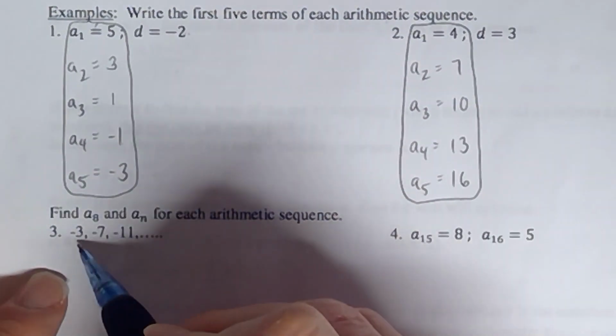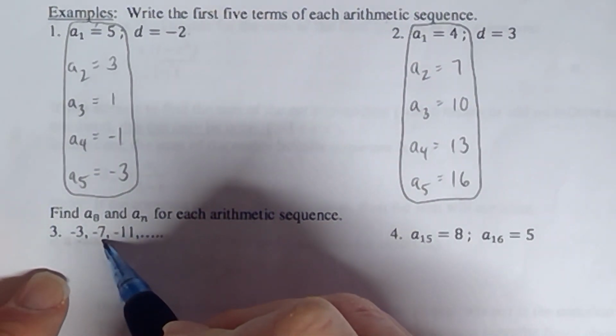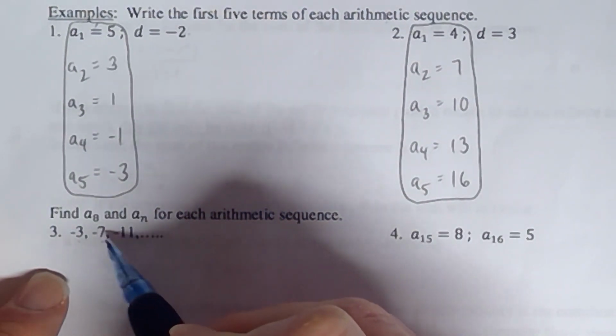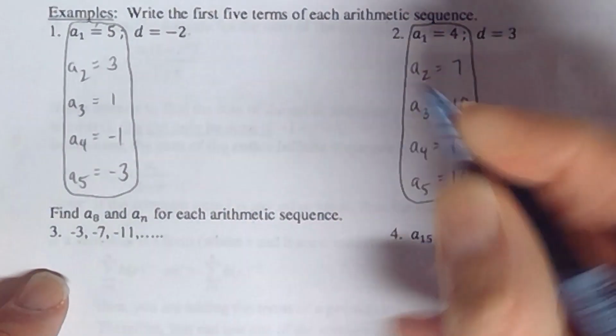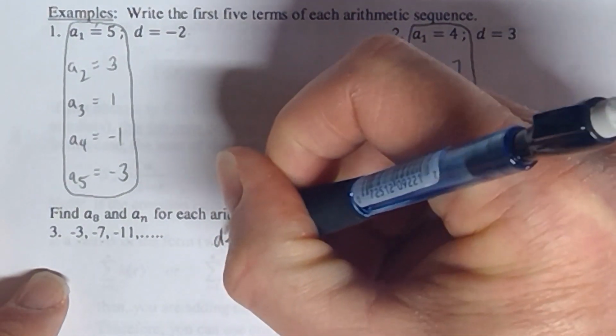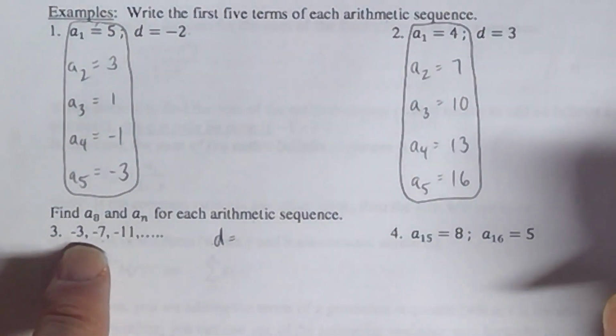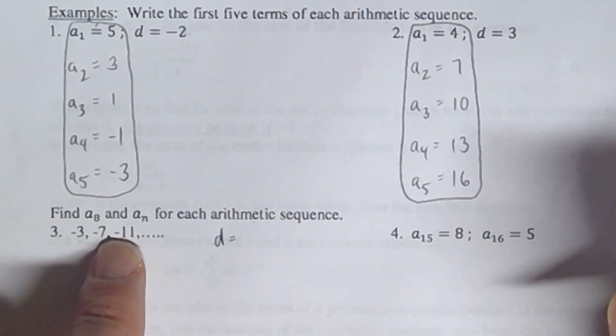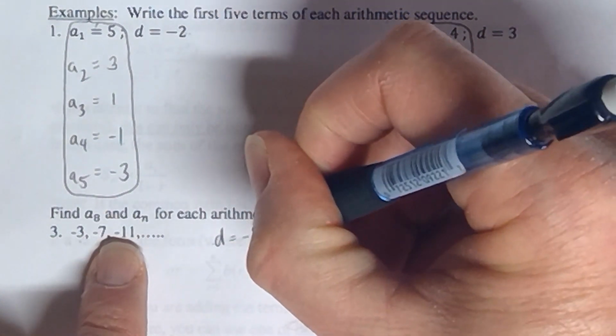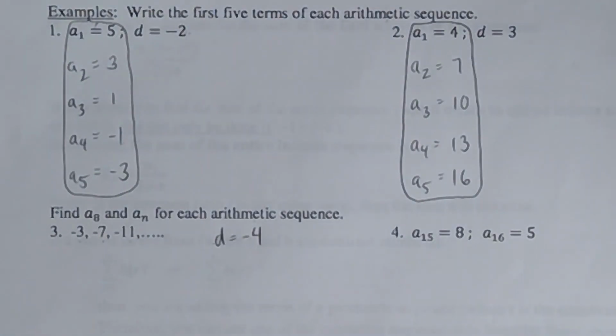Well, we can see that -3 minus 4 is -7. And we can see that -7 minus 4 is -11. And when you subtract a positive number to get from one term to the next, that means that D is not 4, but it is negative 4. When you're subtracting 4, that's the same thing as D being negative 4.